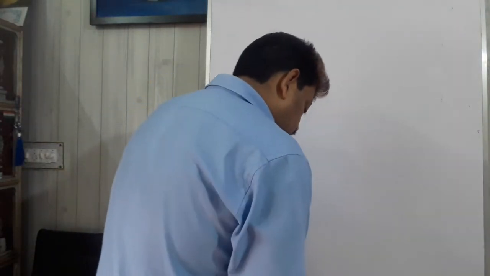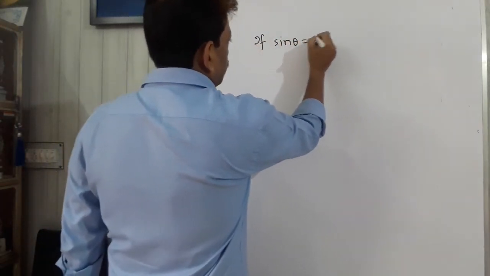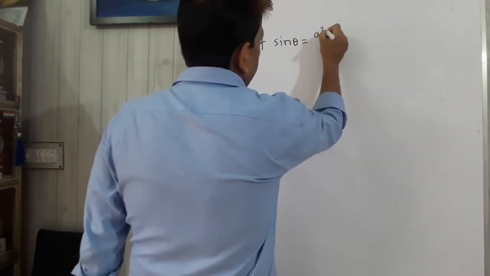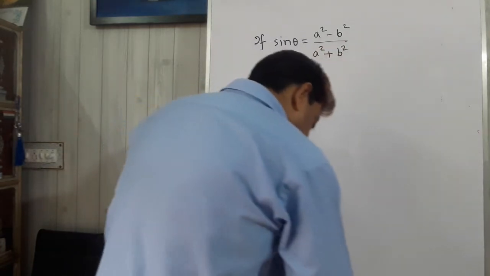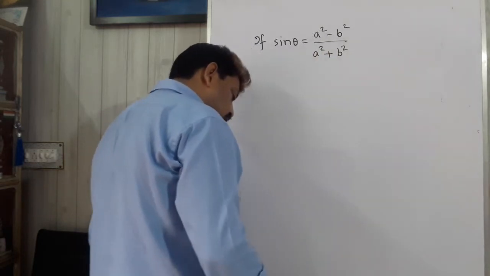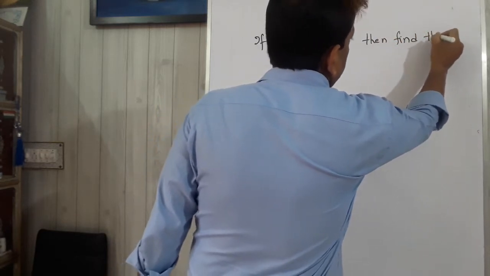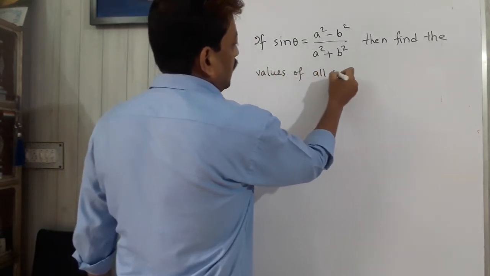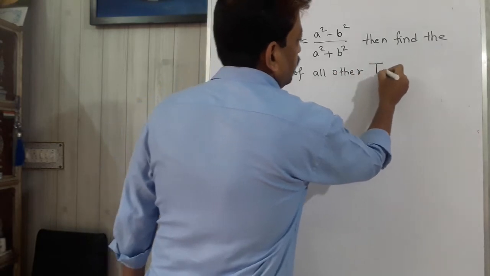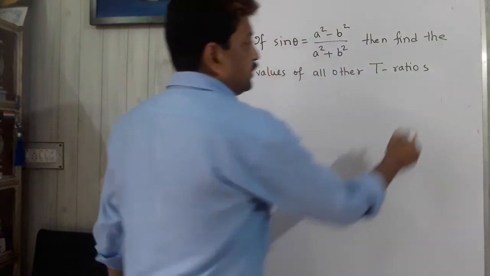So let me start. Here is the question. It is given that if sin theta is equal to (a square minus b square) by (a square plus b square), then find the values of all other trigonometric ratios of theta.